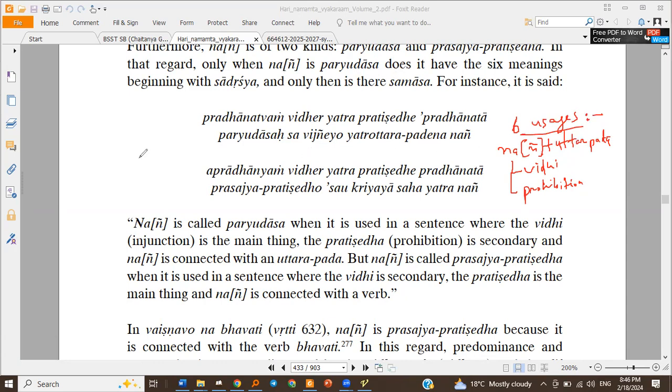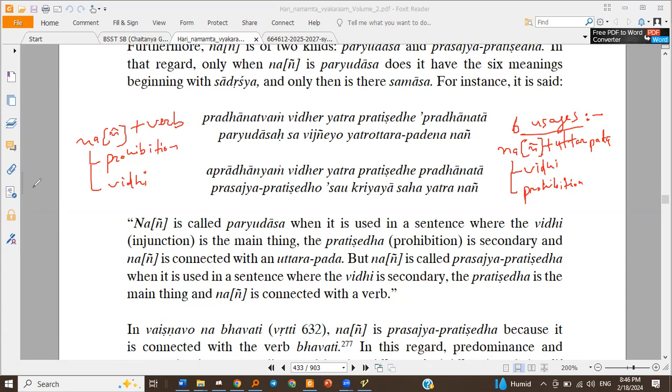And when we have na in a sentence where pratishedha, prohibition, is main and vidhi is secondary, then there pratishedha is the main thing, and this na is connected with the verb. For example, Krishna mandiram na gachati. Krishna doesn't go to the temple. So here pratishedha is the main thing, which is the focus.